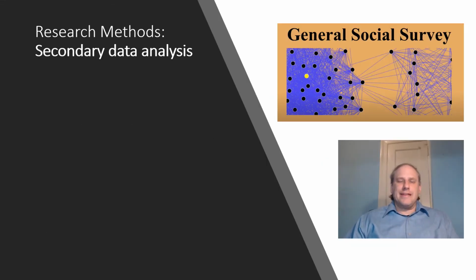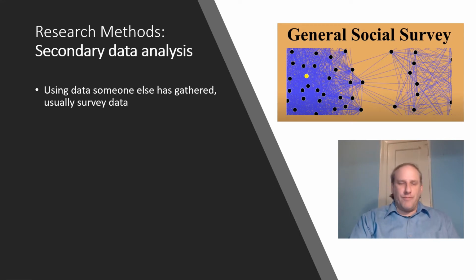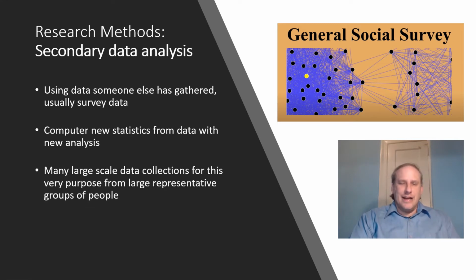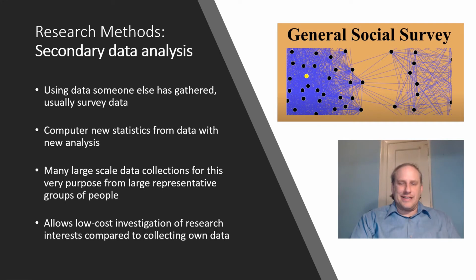The next method is secondary data analysis, which is a way of saying instead of doing, say, a survey yourself, you use somebody else's survey, but you use the data and give new analysis to variables that hadn't been done before. Somebody else has gathered the data, often survey data, and you can use a computer to do new statistics from the data with new analysis. Many large data collections exist for this very purpose, with large representative groups of people so that the data is statistically useful and the results are statistically significant.